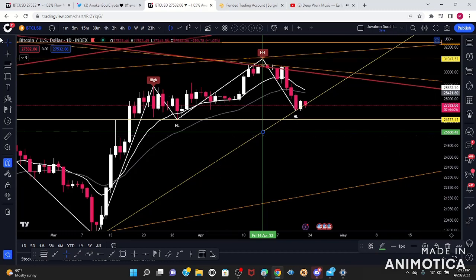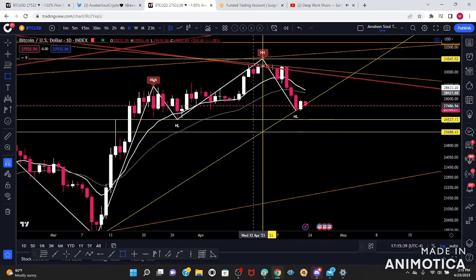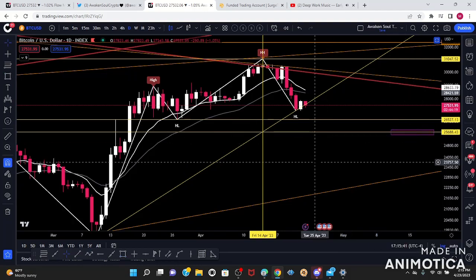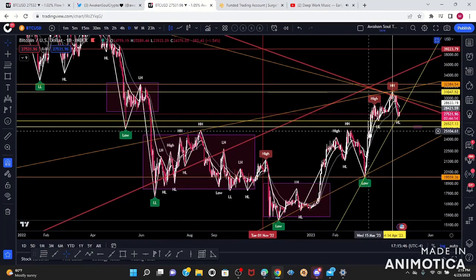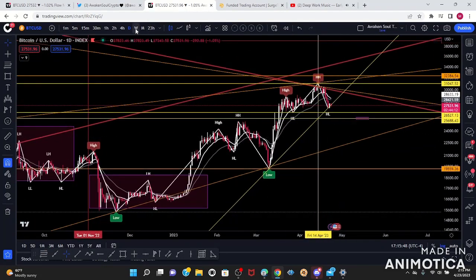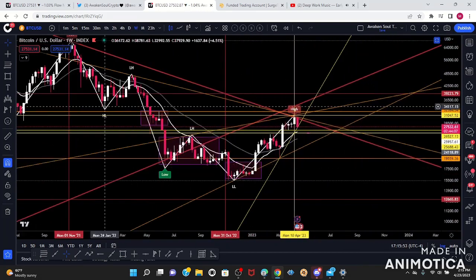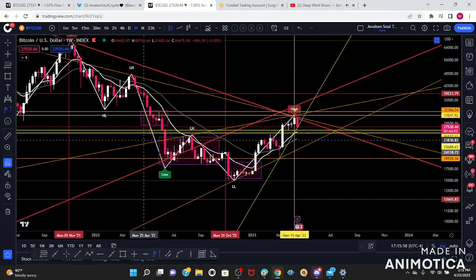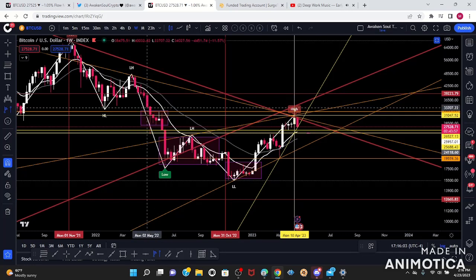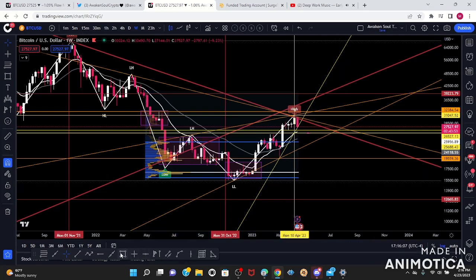My dailies are yellow. Color coordinate everything. By the time I'm done, I have my techno party, right? And what I also want to do, that I didn't do, is go back on my weekly time frame and pull a fixed range volume profile. Again, just focusing on this contraction, we do it from the top left side to the bottom right, and mark your point of control.